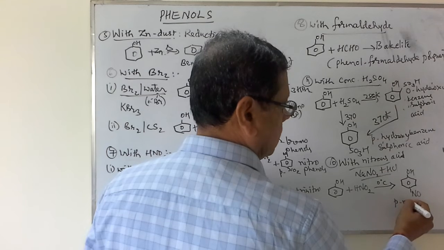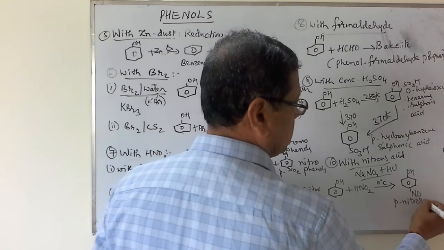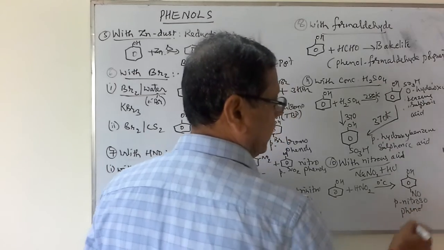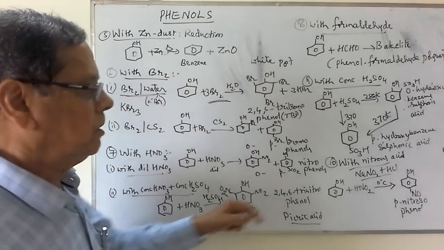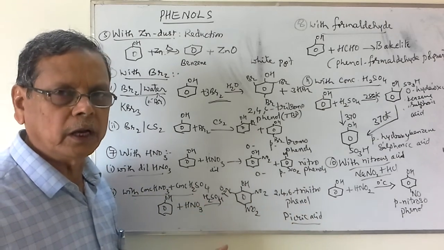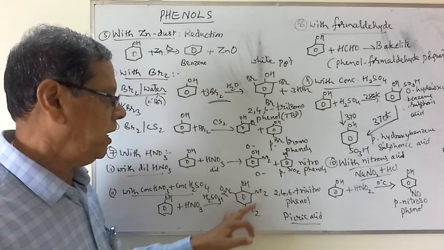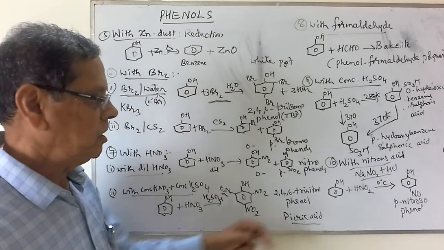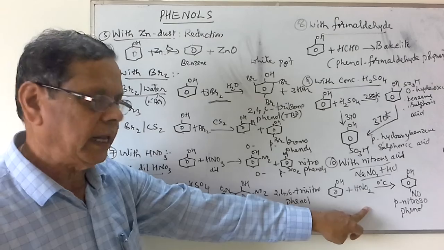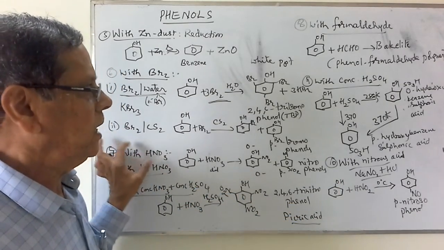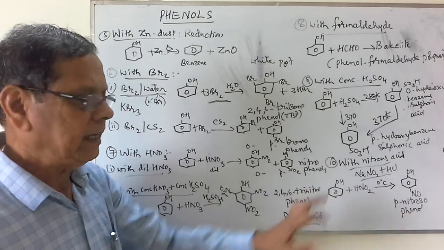Para-nitrosophenol. This NO group is named as the nitroso group. Whenever we substitute nitro groups or nitroso groups, the compound will have a yellow color. It is the nitro group or nitroso group that is responsible for the yellow color. So this para-nitrosophenol is also a yellow compound. So this is about the reaction with nitrous acid.